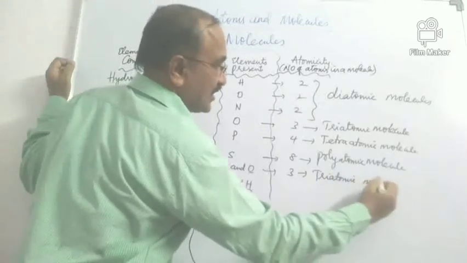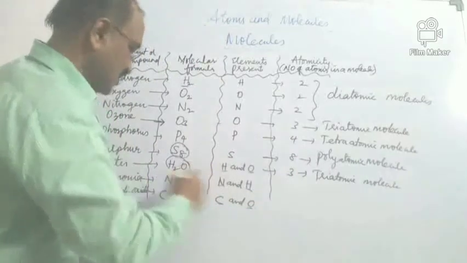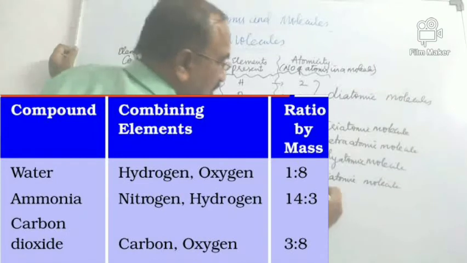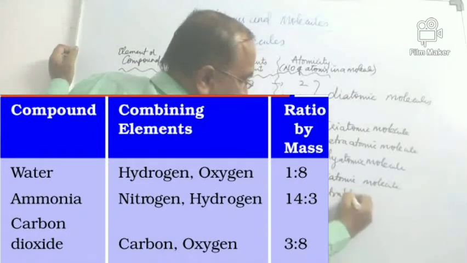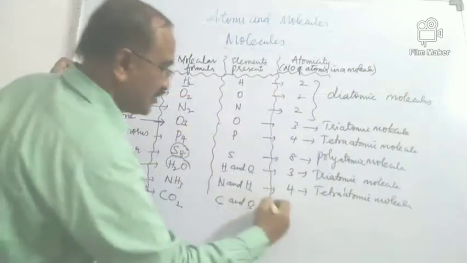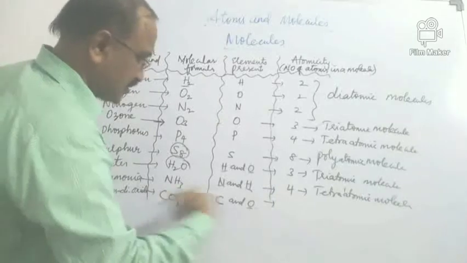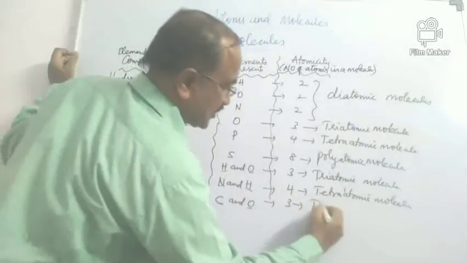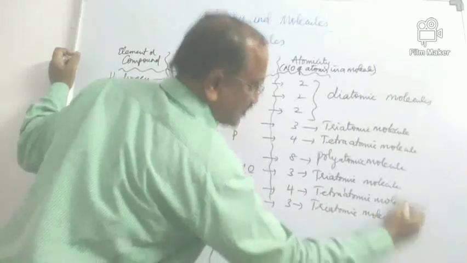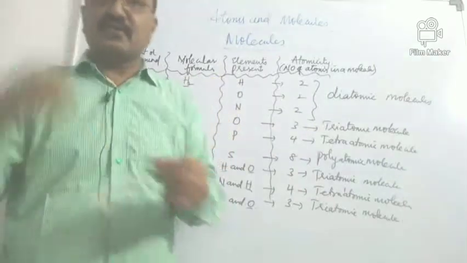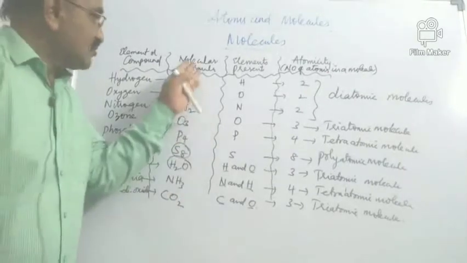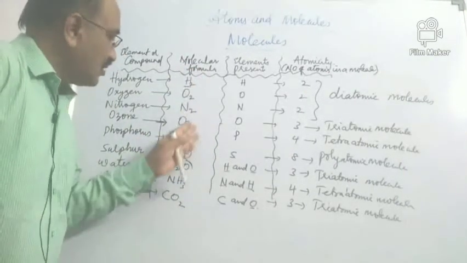And the next, coming to ammonia, its atomicity is 4. It's a tetraatomic molecule. And the next, what about this one? Carbon dioxide is made up of 1 atom of carbon and 2 atoms of oxygen, so it's 3. It's a triatomic molecule. So children, we are talking about what is atomicity. It is the number of atoms in a molecule. It's called atomicity.